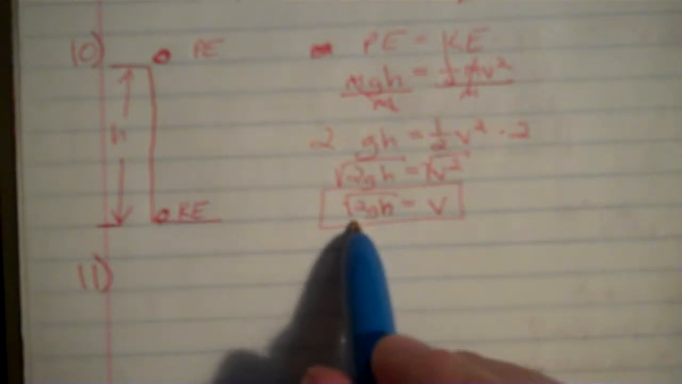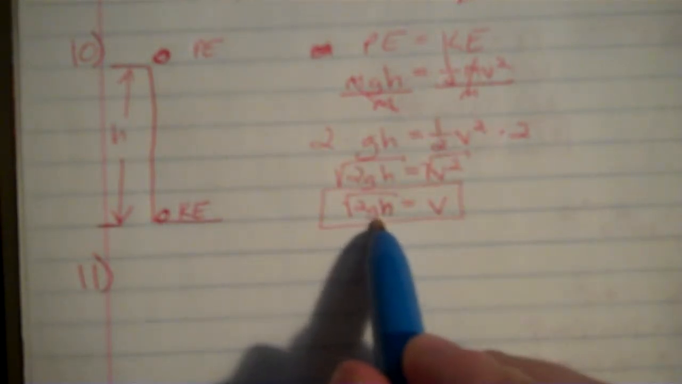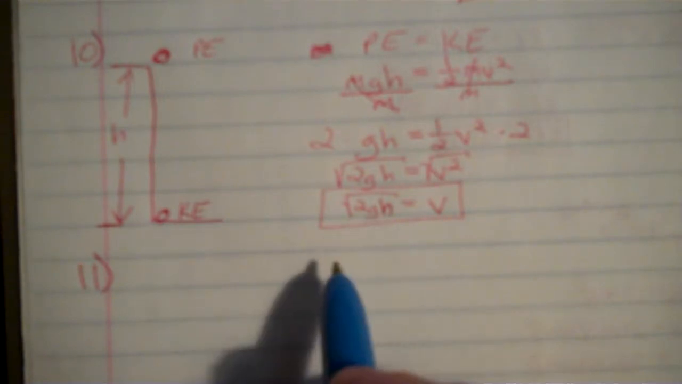Alright, so in number 10, we just solved a problem where all of our potential was turning into kinetic. And we set those equal to each other, and since mgh would equal 1/2 mv squared, rearranged this, we canceled out the mass and solved for velocity and got the square root of 2 times the acceleration due to gravity times the height, square root of 2gh.